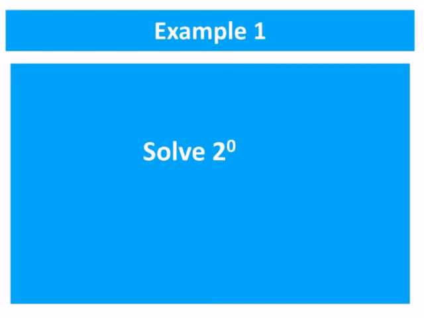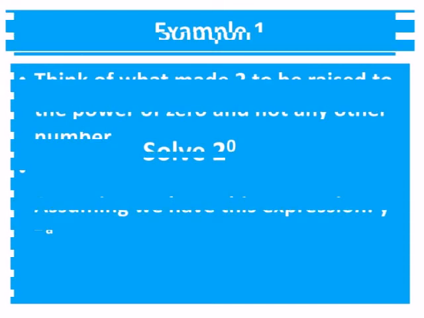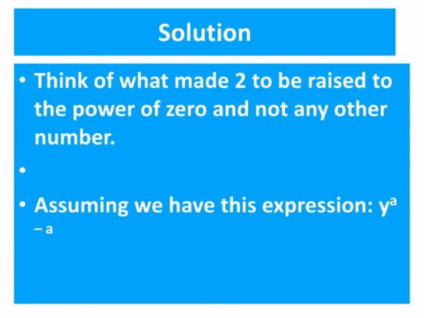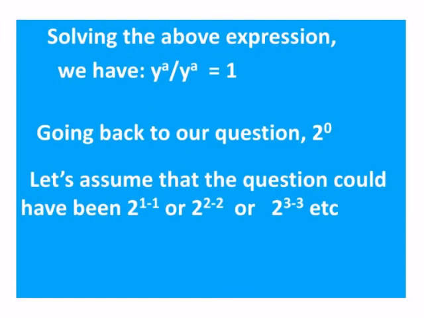Example 1. Solve 2 raised to the power of 0. Solution. Think of what made 2 to be raised to the power of 0 and not any other number. Assuming we have this expression, y raised to the power a minus a. Solving the above expression, we'll have y raised to the power a divided by y raised to the power a. This will give us 1.